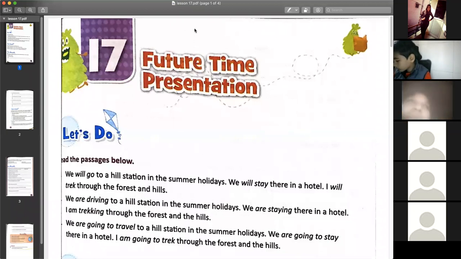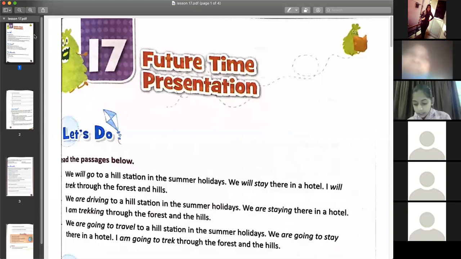We will go to the hill station in the summer holidays. We will stay there in a hotel. I will trek through the forest and hills. We are driving to a hill station in the summer holidays. We are staying there in a hotel. I am trekking through the forest and the hills. We are going to travel to a hill station in the summer holidays. We are going to stay there in a hotel. I am going to trek through the forest and the hills.